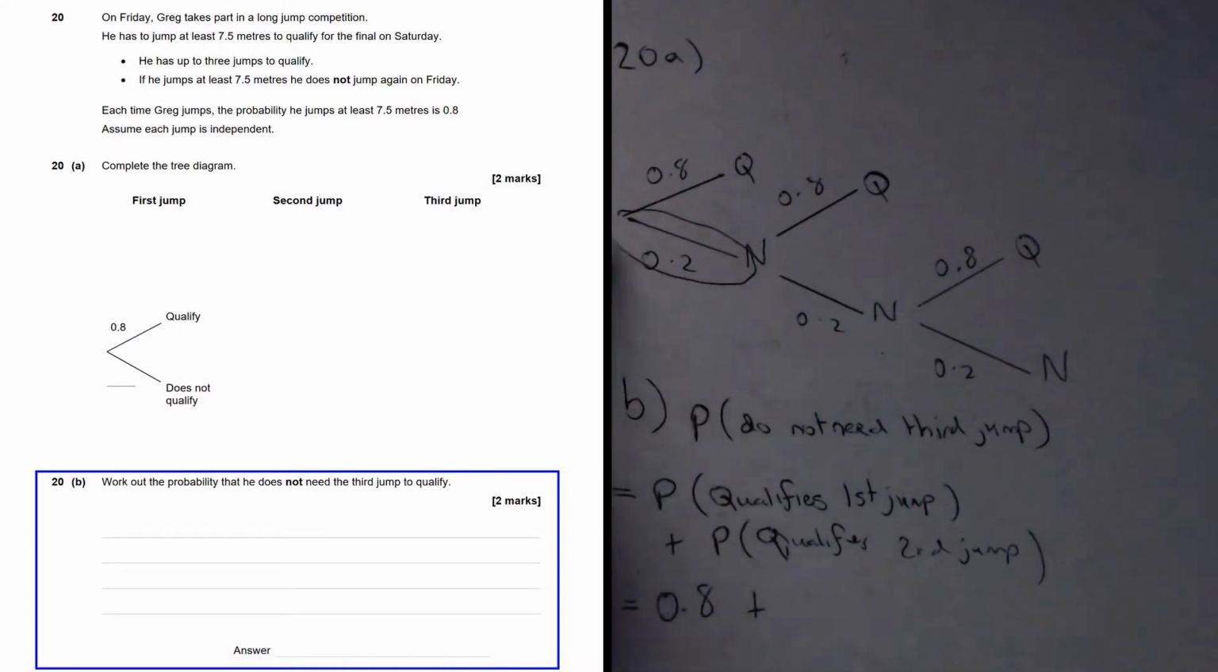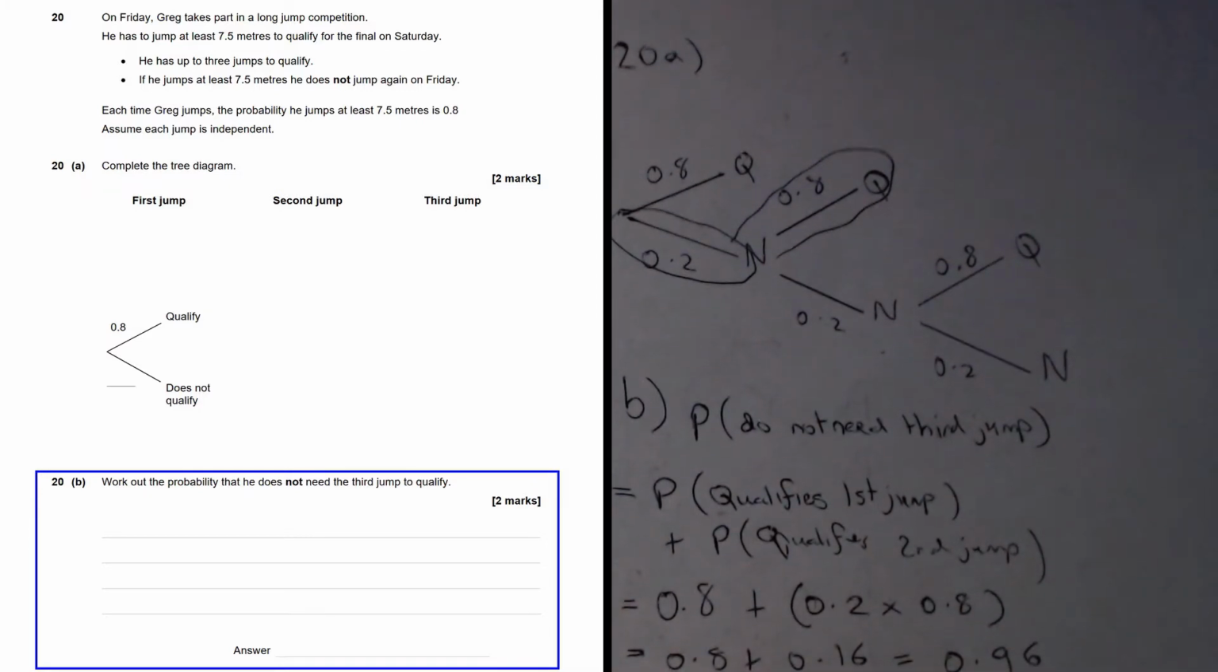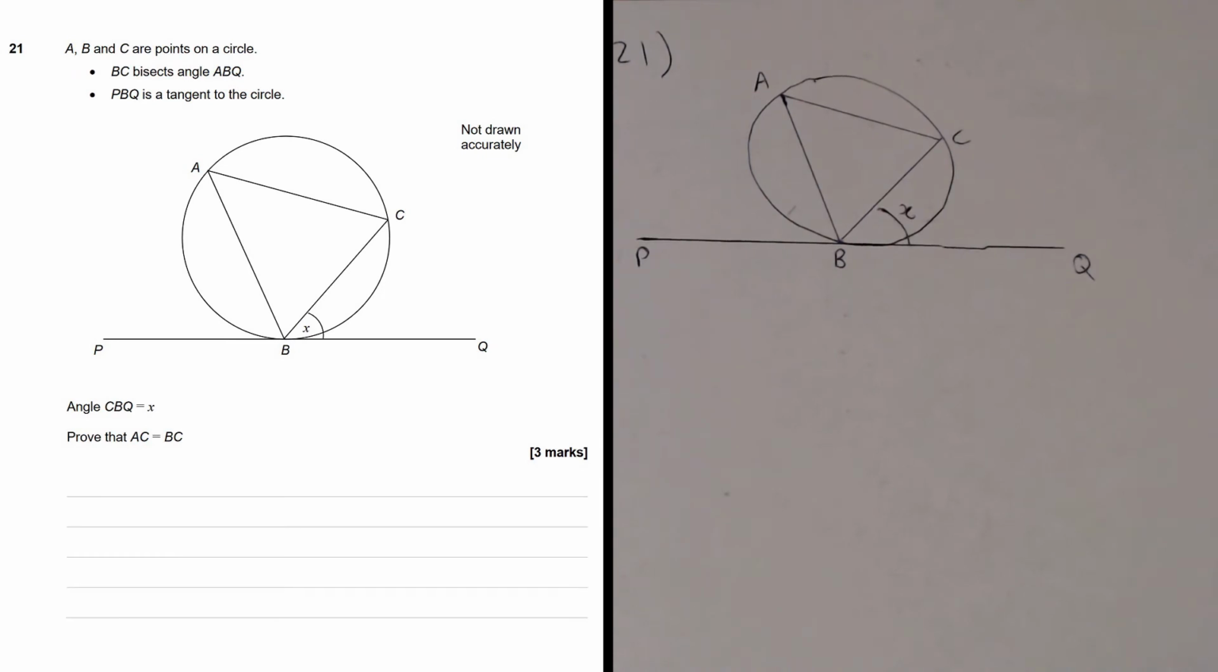So we need to look at this pathway here. Doesn't qualify, and then qualifies. And what's the probability of that? Well, he needs to first not qualify, so the probability is 0.2. And then he needs to qualify, which is 0.8. Okay? So we need to add these up. We're going to get 0.8 and we need to add to that 0.16. And if we do that, we're going to get 0.96. So that's the answer.